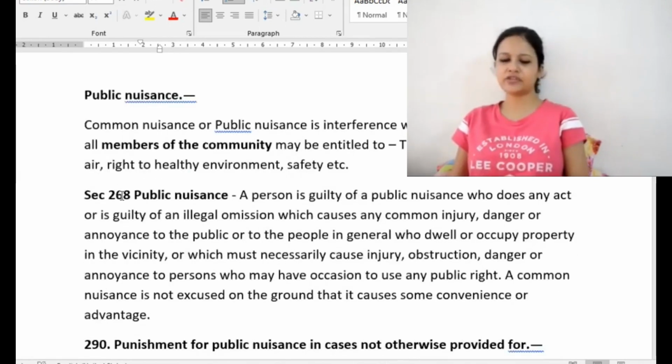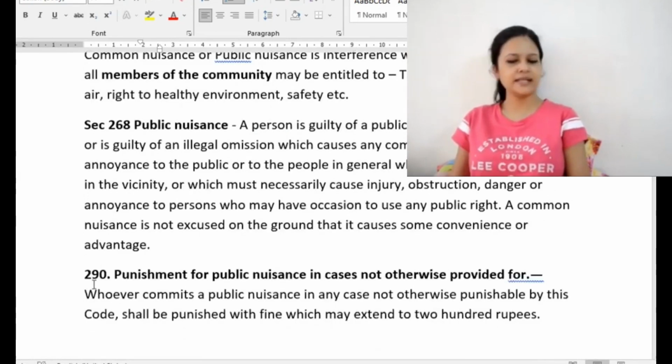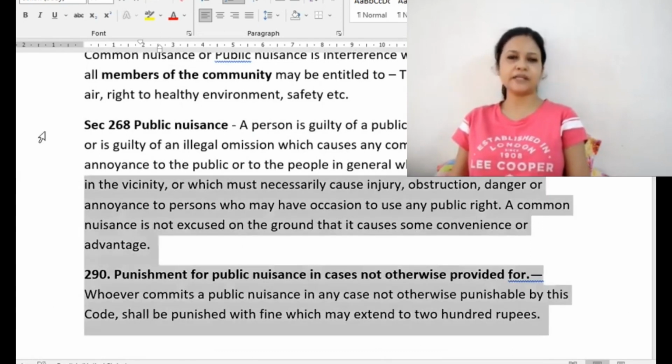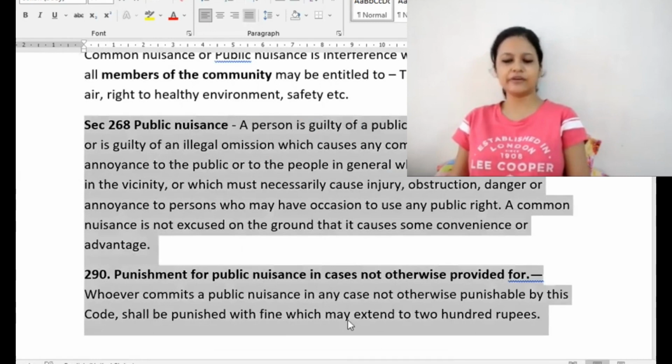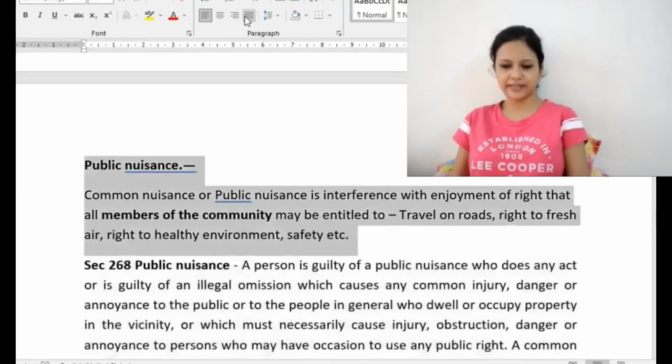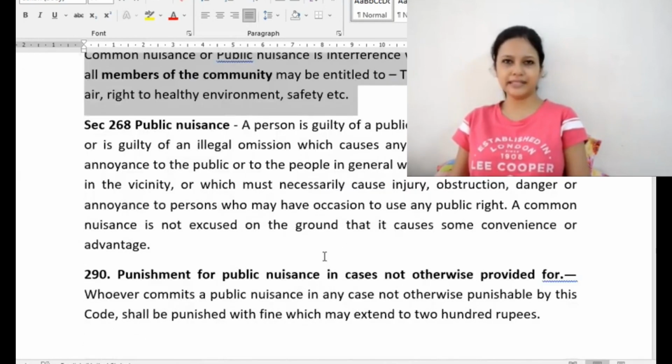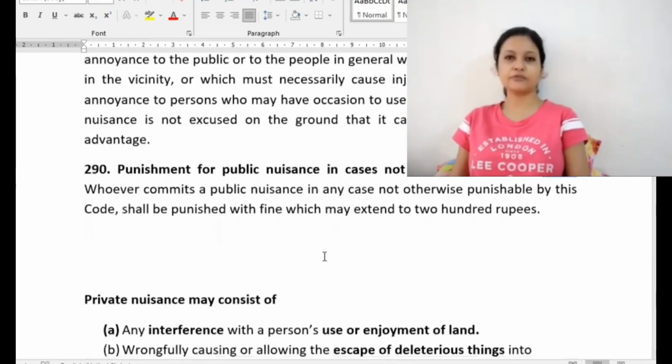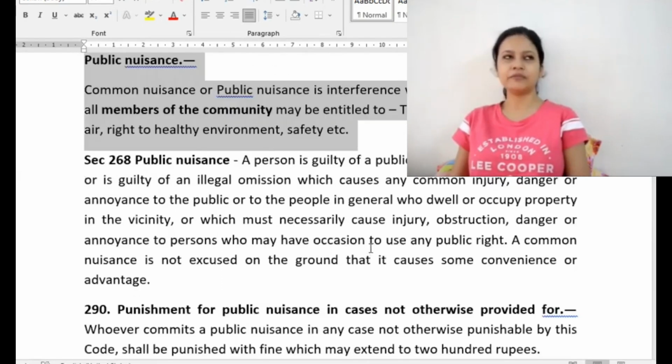Now, public nuisance falls under the IPC. Section 268 mentions what is public nuisance, and Section 290 provides the punishment for public nuisance. But this part we need not write in the exam. It is only for your understanding. If you want to know, you can read this part, but public nuisance is not needed for the purpose of the exam because we are studying torts. This part we will study when we are doing the IPC, the Indian Penal Code, but not for now.